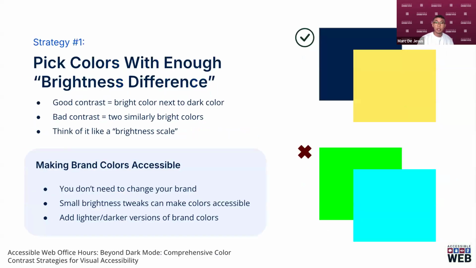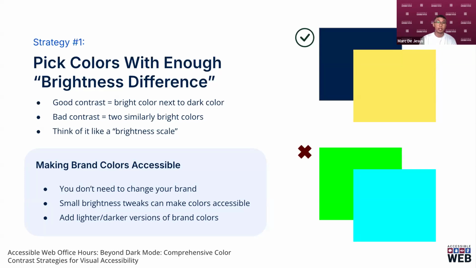So when we talk about creating good color contrast, the first strategy is to pick colors that have enough brightness difference. A good contrast combination is simply one bright color placed next to a dark color. That strong difference in lightness is what makes text or icons stand out clearly. A bad contrast example is when you pair two colors that are similarly bright. Even if they're different hues, like red versus blue or green versus blue, if the brightness levels are too close, they'll still blend together and be hard to read.